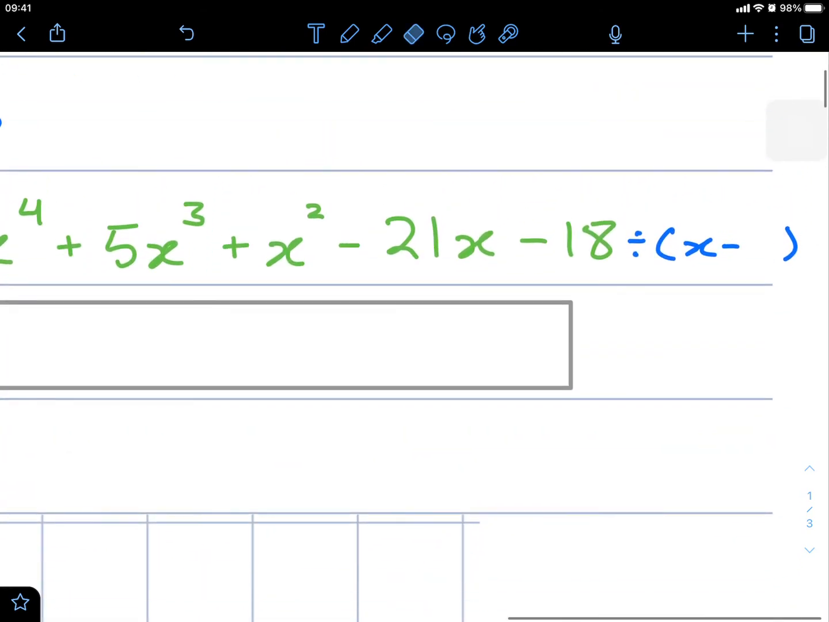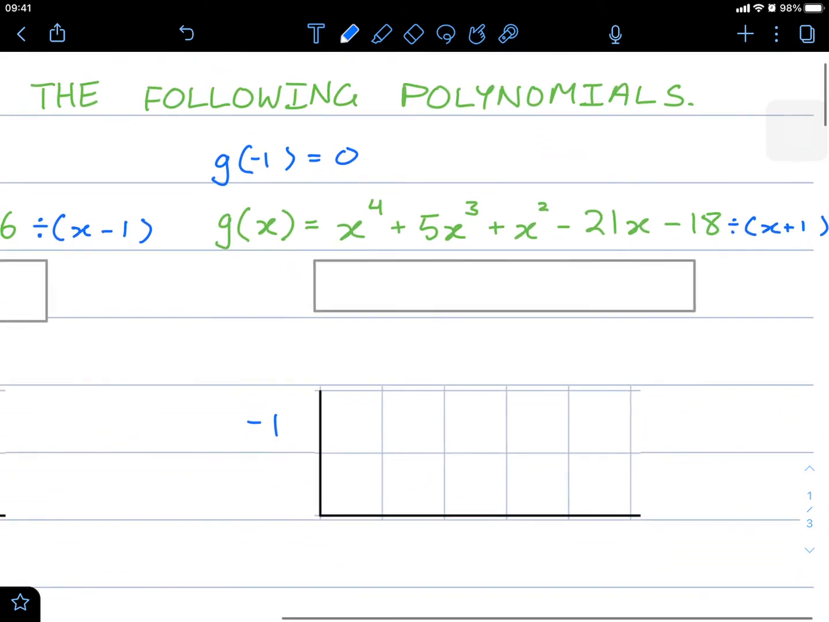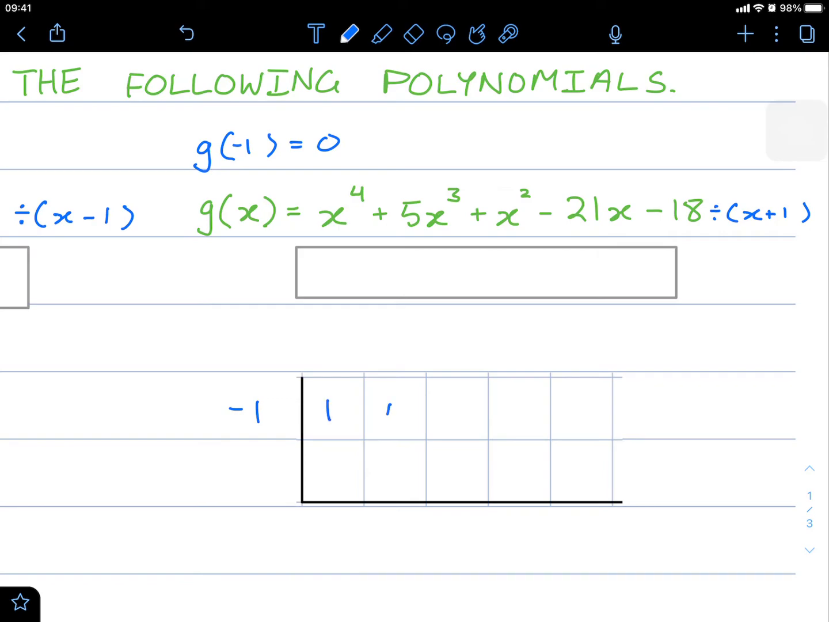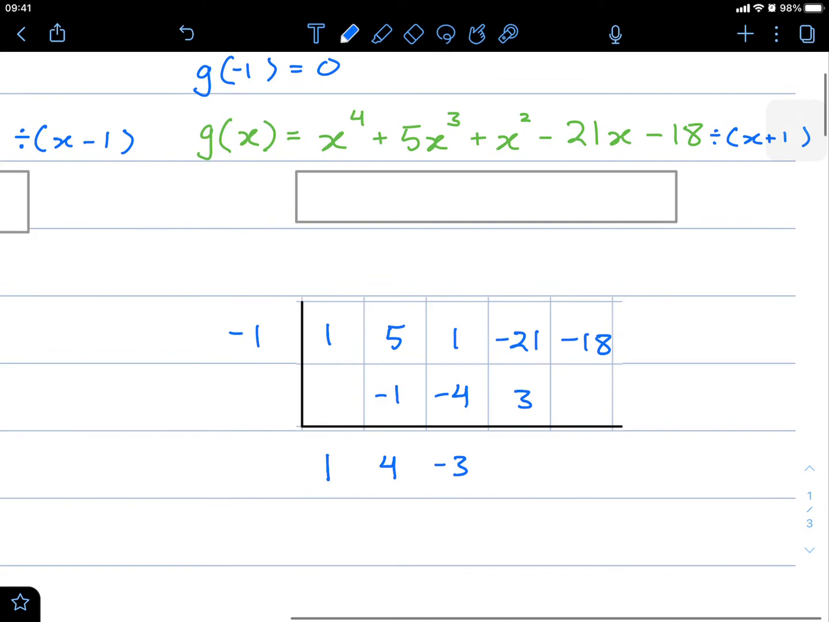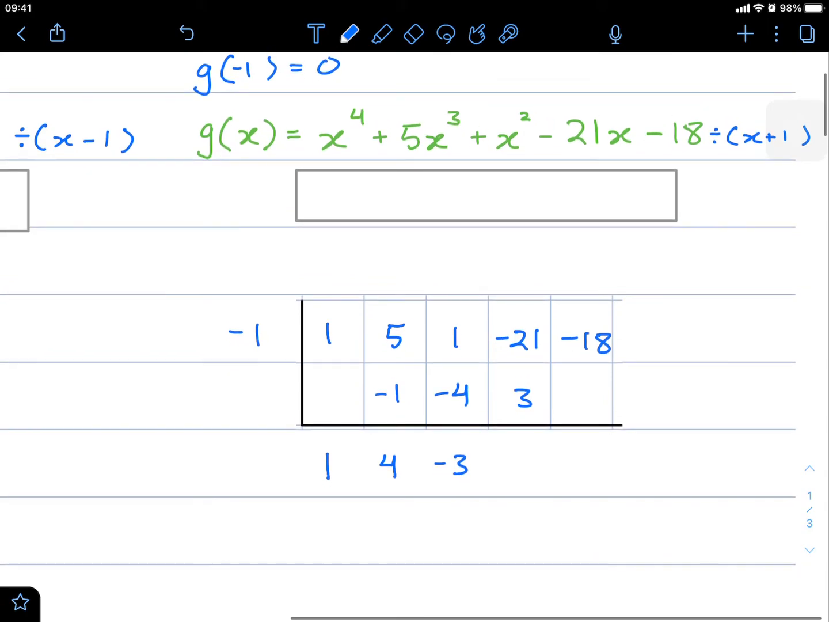So if it's negative 1, that'll be minus 1 like this, which will give us plus 1. So taking our coefficients 1, 5, 1, negative 21, negative 18. Ignoring the first, multiplying, adding, 4, multiplying, adding, that will give me negative 3, multiplying, adding these 2, which will give me negative 18, multiplying, and then adding.